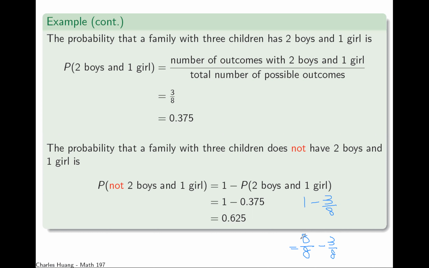We have 8 different outcomes. 8 is the total number of outcomes. 3 of them give us 1 girl in the family. So 5 of them, right, 8 minus 3 must be not 2 boys and 1 girl, right? Must be what we want, not 2 boys and 1 girl. So 5/8. And so that's the answer, 5/8. Or if we use decimal form, 0.625.